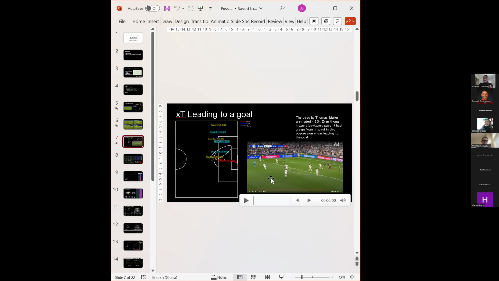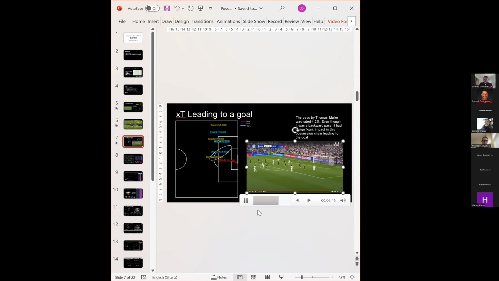And here is another scenario where you can see that possession value does not only capture passes that move forward, but also passes that are very essential, even if it's a backward pass. You can clearly see from this video that there was a pass laid to Thomas Muller, who sent a ball to Emil Chan to score this goal. In this possession, the pass by Thomas Muller, even though it was a back pass, was rated 4.2% by the model I used. That was quite significant because it wasn't just a back pass, but a pass that essentially led to that goal.